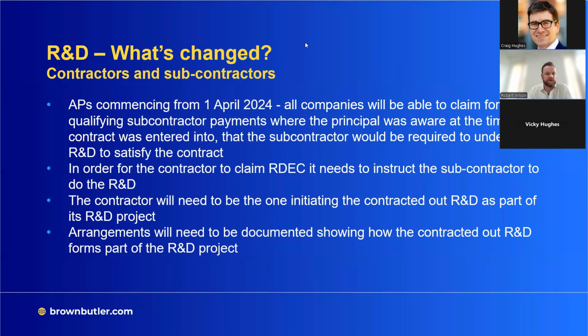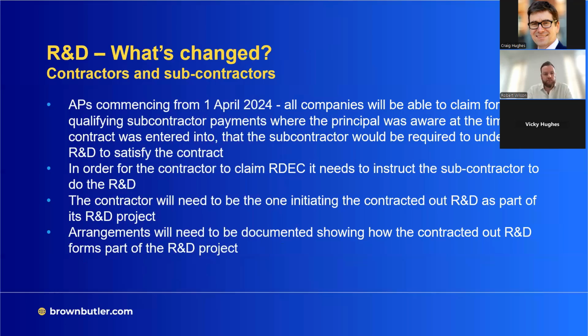It gives us a bit of an insight into what their issue is. So this first slide, probably most of us know, under the current rules as they are, if you are contracting out R&D, you are still able to claim for that cost, but it's limited effectively to 65% of your spend.